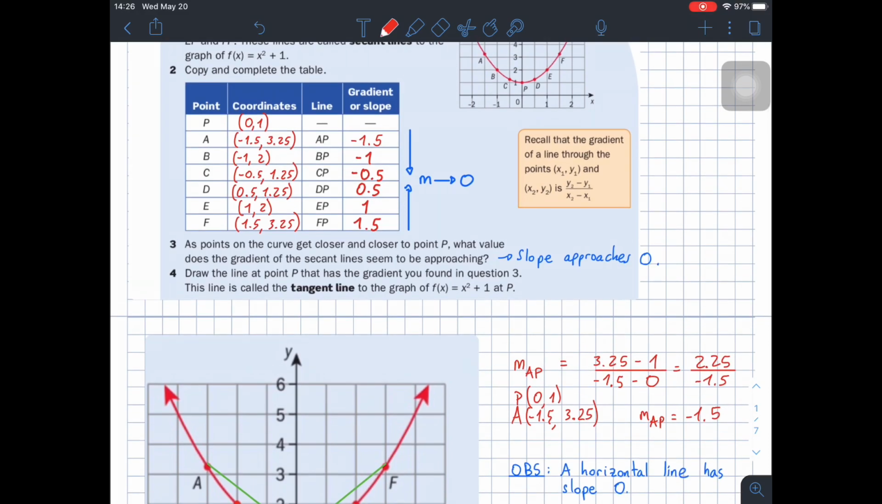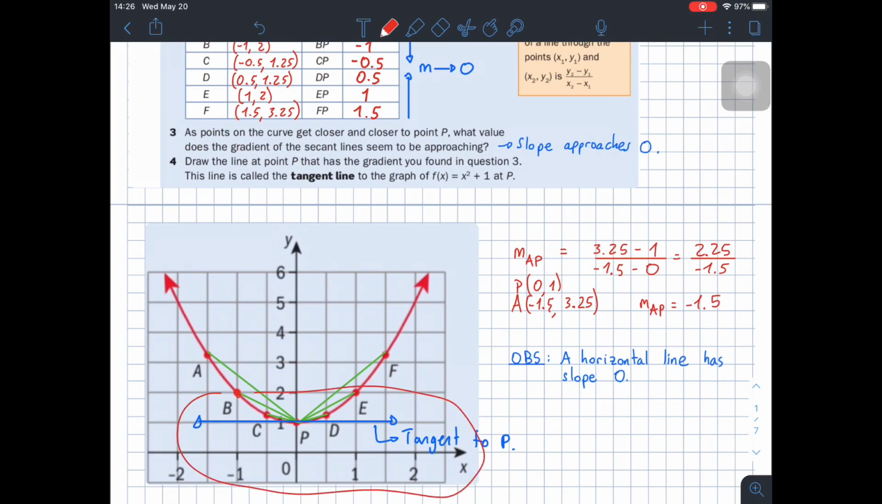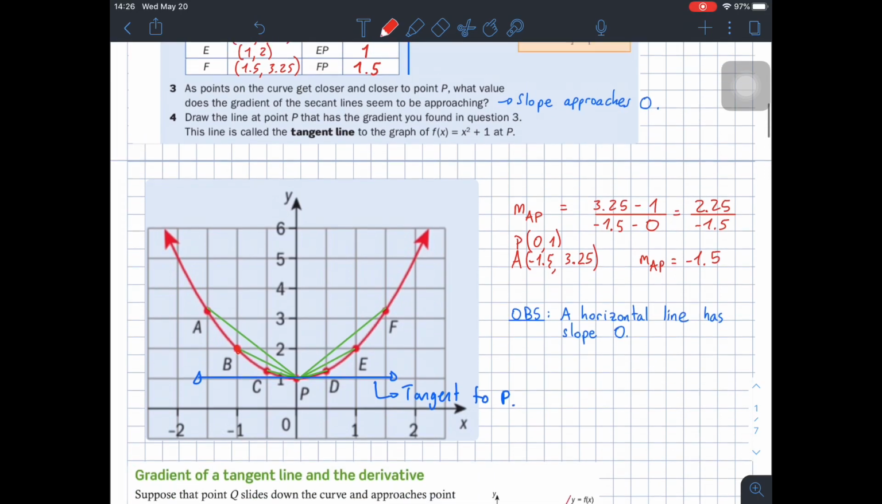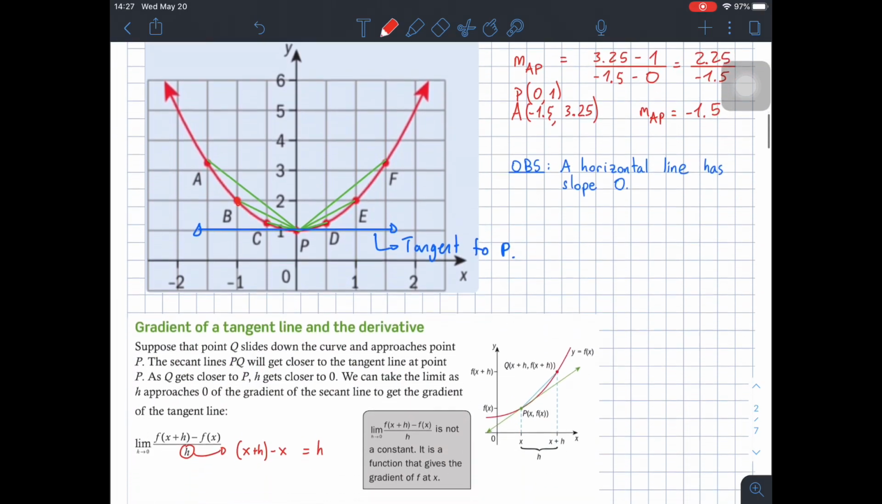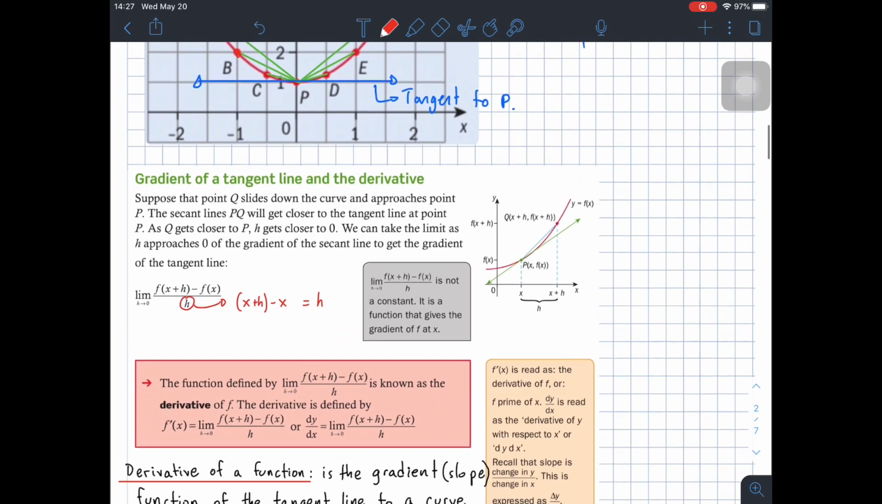Then part 4 says, draw the line at point P that has gradient you found in question 3. Okay, so the line should have slope 0, which is a horizontal line, which is this blue line I draw here. And this line is called tangent line to the graph f of x equals x squared plus 1 at P. Okay, so that's what I just explained. Okay, so now let's go to the concept, the most important thing.